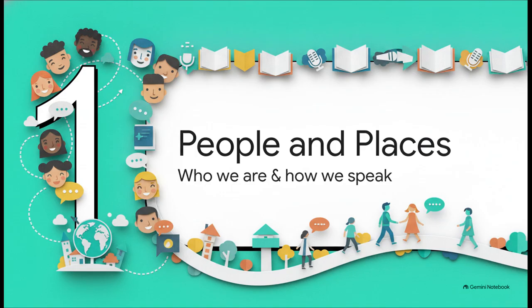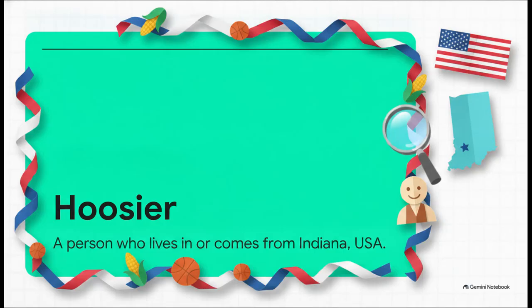People and places. These are words all about who we are and exactly how we speak. Our very first word is Hoosier. Let's say that really slowly together, gently separating those syllables. Hoosier. Now, a Hoosier is simply a person who lives in or comes from Indiana in the USA. Keep that American flag in mind as your memory anchor.